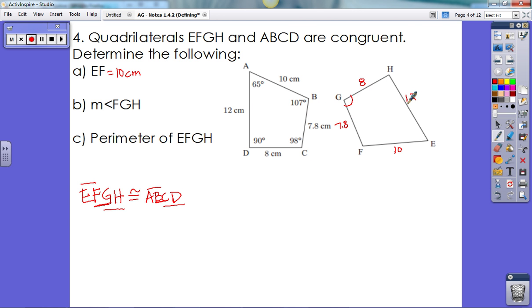Alright, so when I look at my figure now, it asks me for the measure of angle FGH. That's this angle between the 8 and the 7.8 sides, which would be this angle right here of 98. So angle FGH has to also be 98 degrees. The perimeter of EFGH would be the same as if I added up all of these sides. It's going to be the same for both figures. So that gives me 37.8 for my perimeter.